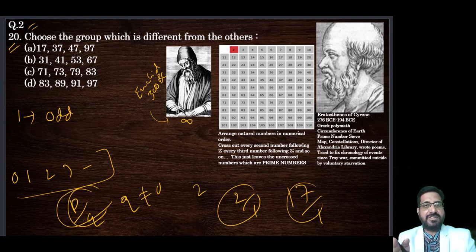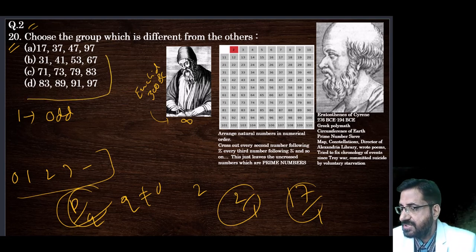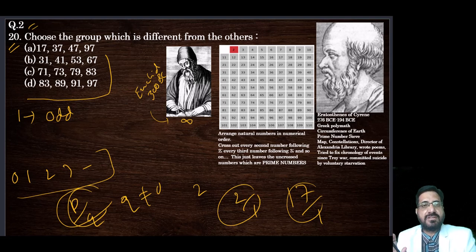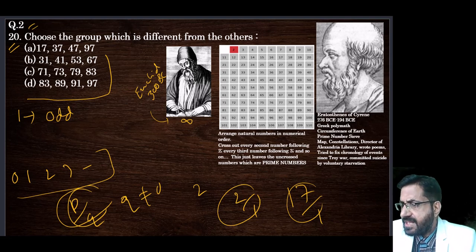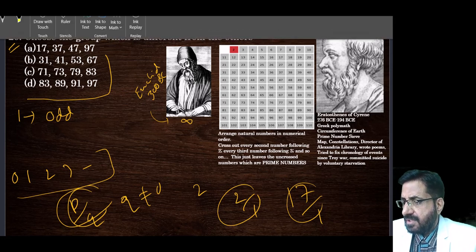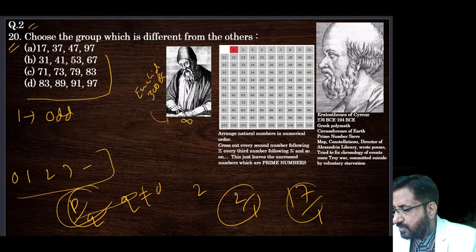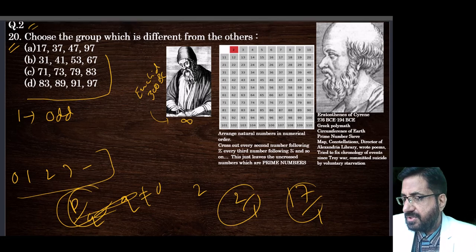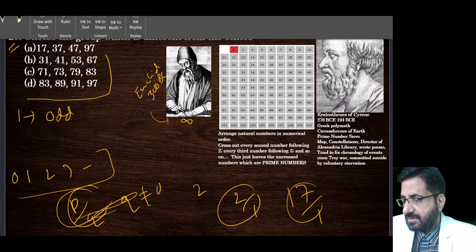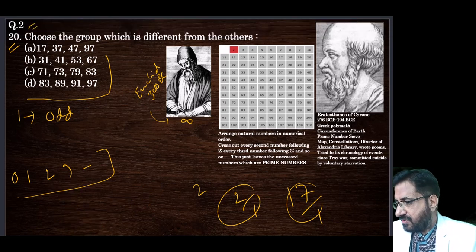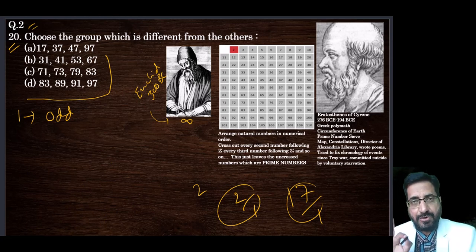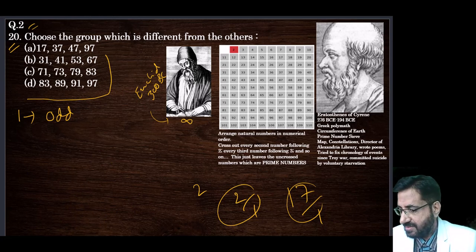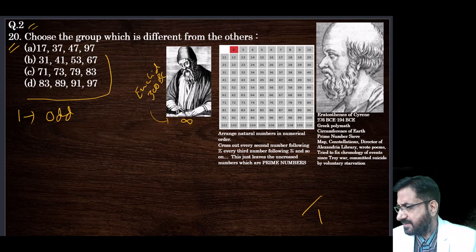Right now, this group of numbers are all odd numbers, not even numbers. I hope you don't want the definition of odd number or even number from me. I'm not going to define all those things. Please find out yourself if you don't know. It's a very simple thing.